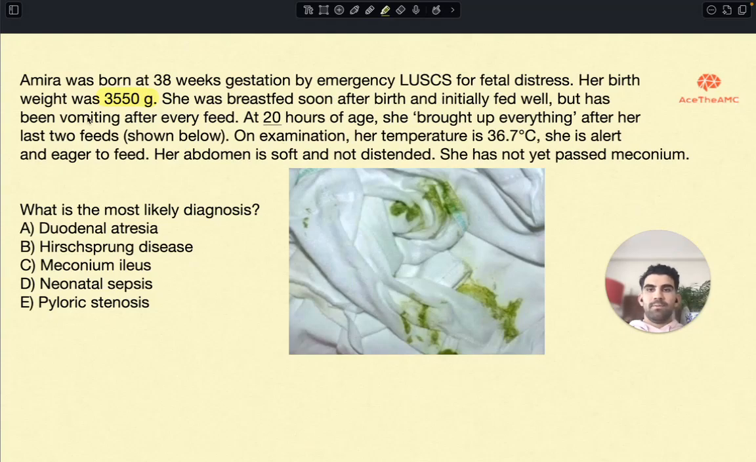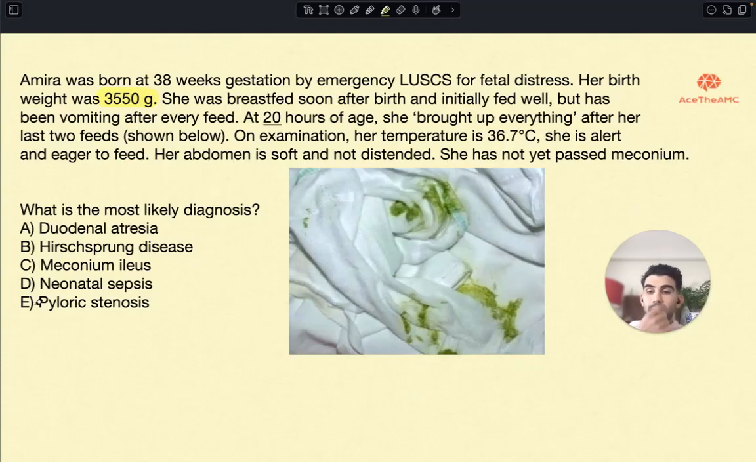Initially fed well, but is now vomiting after every feed. At 20 hours, she brought up everything. She's afebrile, alert and eager to feed. Abdomen soft, non-distended, and she has not yet passed meconium. And then we got this picture here. So this is a pretty common picture you'll see. This is some of the vomit she has vomited up, and you can see it's in all the linen. So this is green or bilious vomiting. Important to know.